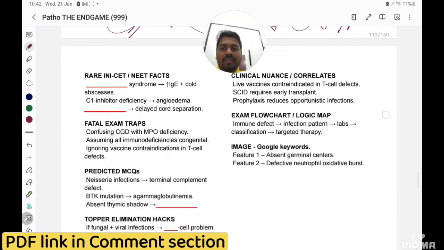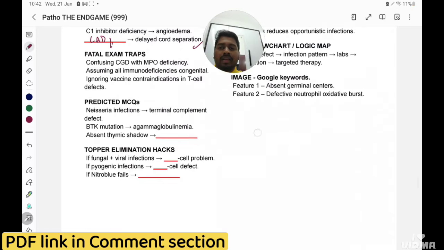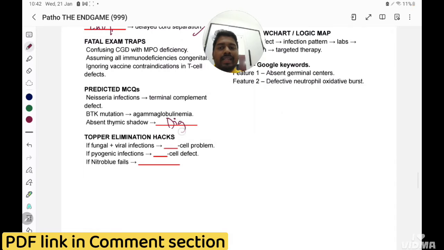Next, which syndrome is associated with increased IgE and cold abscess? It is Job syndrome. I told you about Job. Delayed umbilical cord separation is seen in LAD1 defect. Next, absent thymic shadow is seen in DiGeorge syndrome, where there is a T cell defect. If fungal and viral infections are present, it is which cell problem? If fungal and viral are there, it is T cell. If pyogenic, yes, very good, it is B cell.